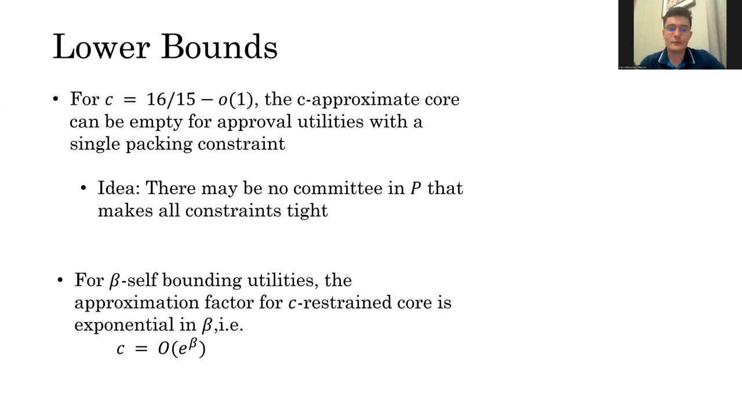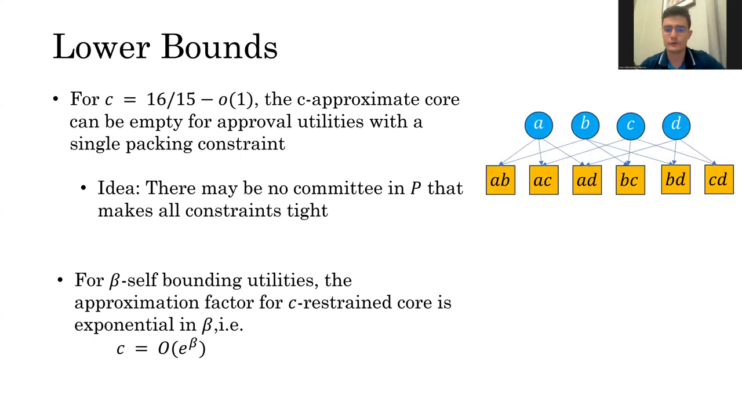Next, I'll cover some of the lower bounds that we obtain for the approximation of the core. As I previously mentioned, the existence of the exact core remains an open question. However, in our paper, we show that no C approximation to the restraint core may exist for a constant C smaller than 16/15, even when we have approval utilities and a single constraint. The construction we provide is the following. We have 4 voters and 6 types of candidates, so that each candidate is approved by exactly 2 of the voters, and each voter approves exactly 3 candidates.